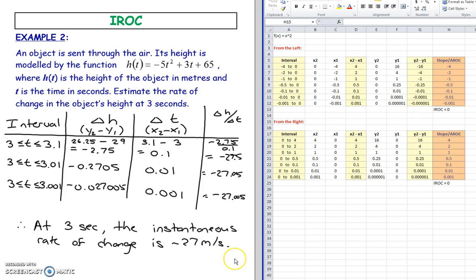Okay, so I'm hoping that after this video you have a better understanding of the difference between IROCs and AROCs, and that you generally know how to find an IROC now. Okay, unfortunately on a test or a quiz, you don't get Excel. Okay, if you do, you have an awesome teacher. But good luck calculating this all by hand.